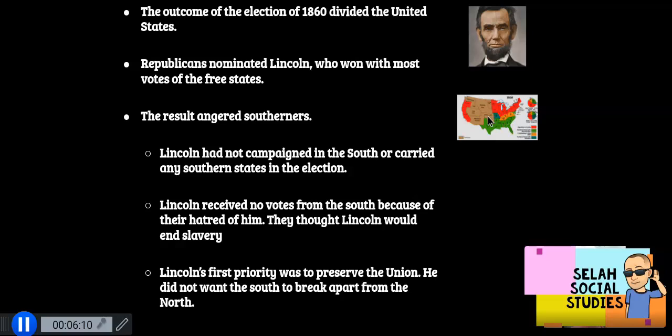Southerners believed that Lincoln would go ahead and end slavery, even though during the Lincoln-Douglas debates and during his campaigning for president, Lincoln never said that he would fully abolish slavery. Lincoln stated that he would stop the spread of slavery to the West. He believed that if you had slavery, you could keep the institution of slavery, just not spread it. Lincoln's first priority was to preserve the Union. He did not want the South to break apart from the North as he feared what would happen.